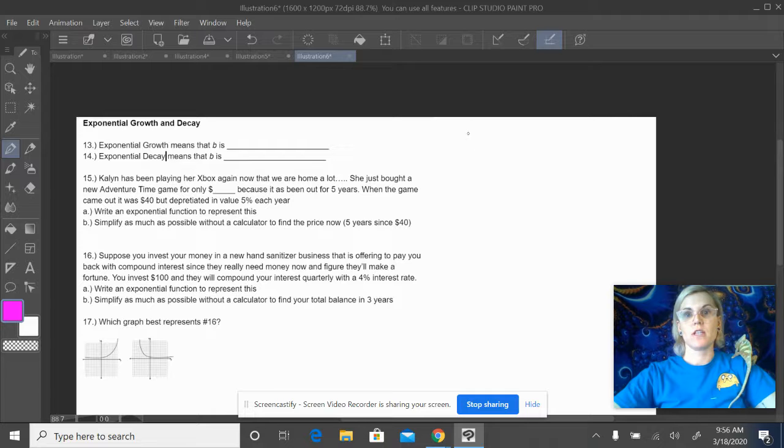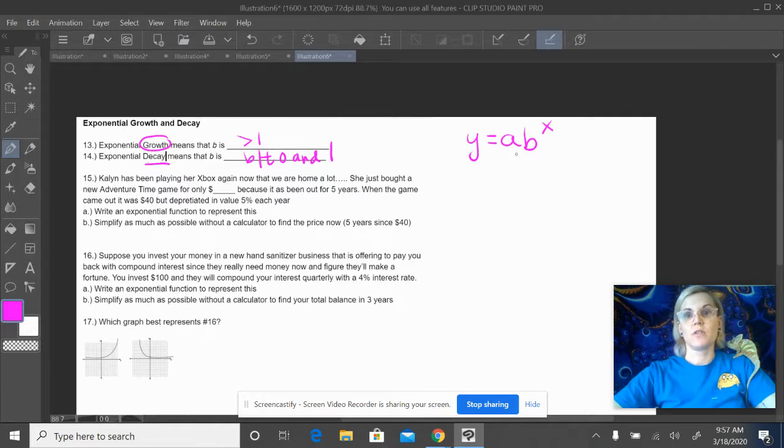So let me first write y equals, so this is our exponential function, which when we use for growth and decay means that b is either going to be increasing or it's going to be decreasing. So exponential growth means that b is greater than 1. So it's 100% and then some. It's growing. Decay means b is between 0 and 1, meaning it's going to be between 0 and 100%. So it's decaying. It's less than 100%.